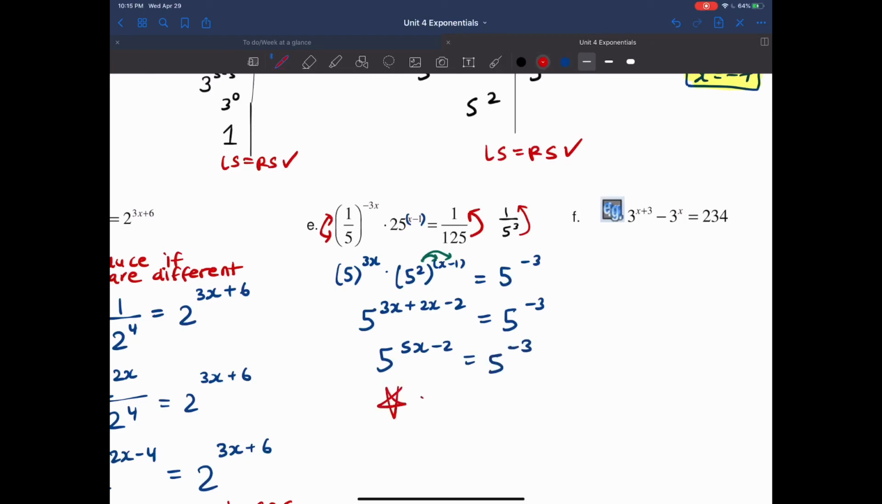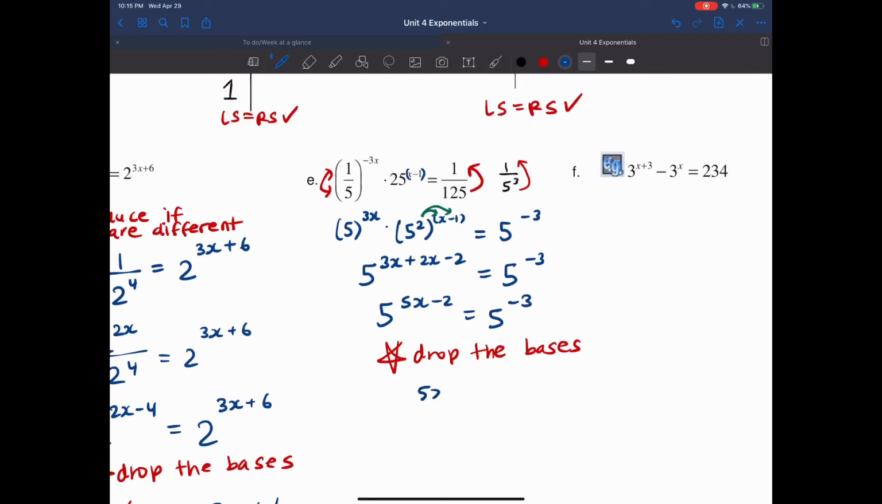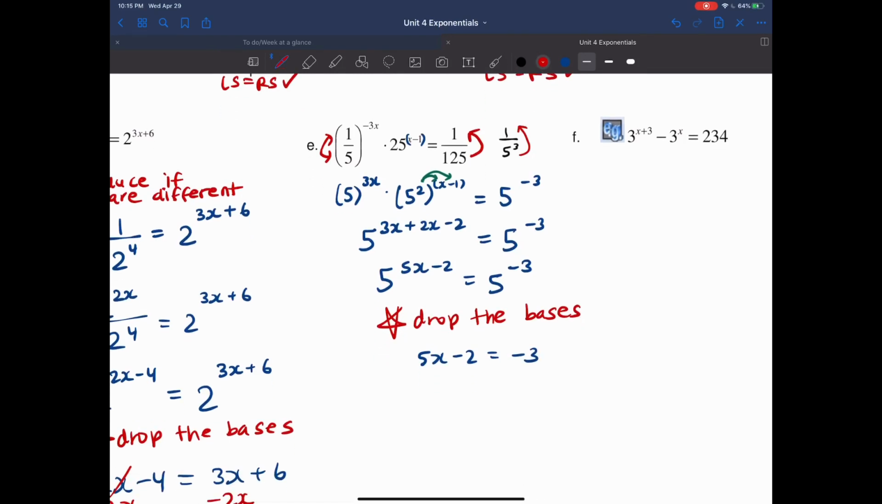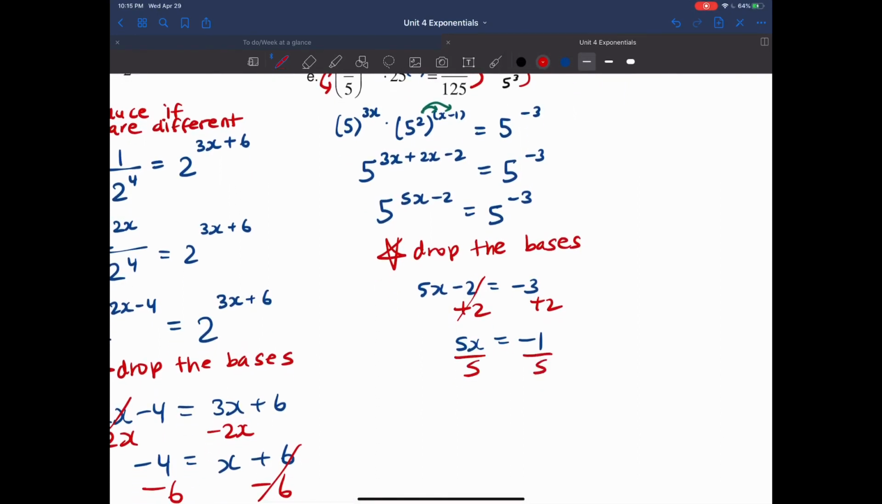I'm going to say drop the bases. And so I'm going to have 5x minus 2 is equal to negative 3. I'm going to get x by itself. So I'm going to add 2 to both sides. I have 5x is equal to negative 1. How do you get x by itself? Well, I want to divide by 5, and therefore x is equal to negative 1 over 5. And that is my final answer.